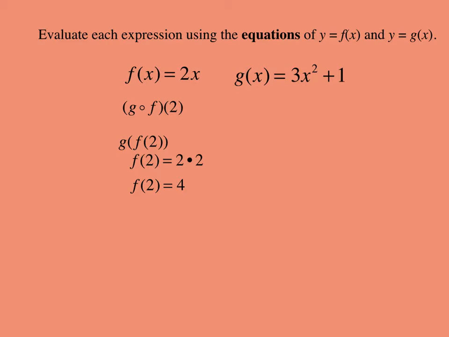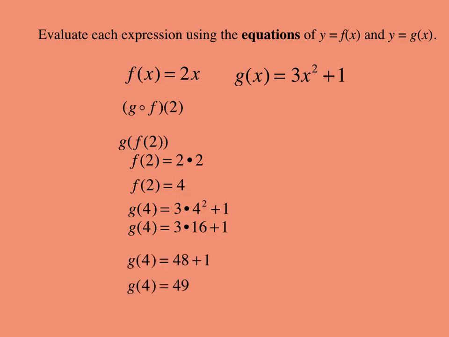So now we're going to take that f of 2, which equals 4, and we'll substitute that as our input for g. G of 4 equals 3 times 4 squared plus 1. That's 3 times 16 plus 1. G of 4 is equal to 49. So my original problem, g of f of 2, is going to equal 49.